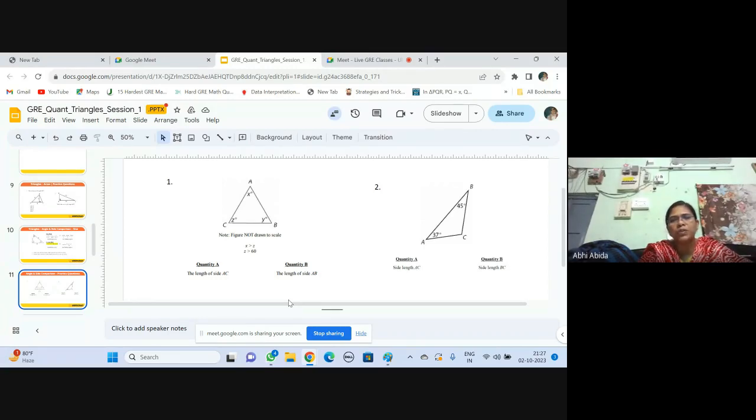I'll repeat the options once again. Option A is quantity A greater, option B is quantity B greater, option C both are equal, and option D cannot be determined. As the figure is on the screen, give me the answer for this. Larger the angle, larger the side opposite to it; smaller the angle, smaller the side opposite to it. Here there is a condition given: x is greater than z, and z is greater than 60 degrees.